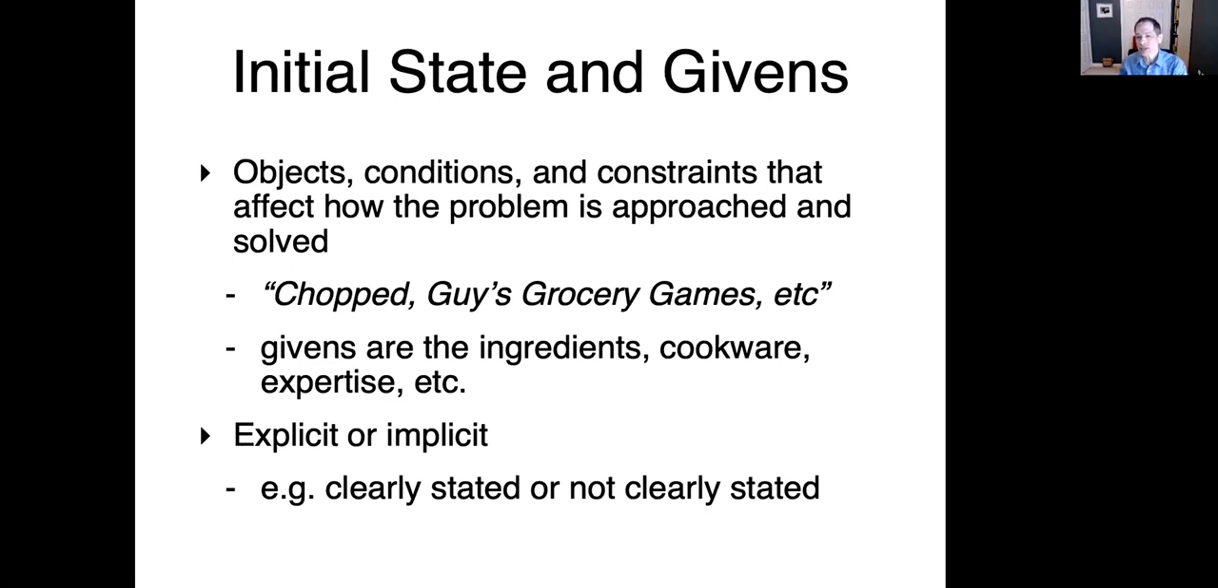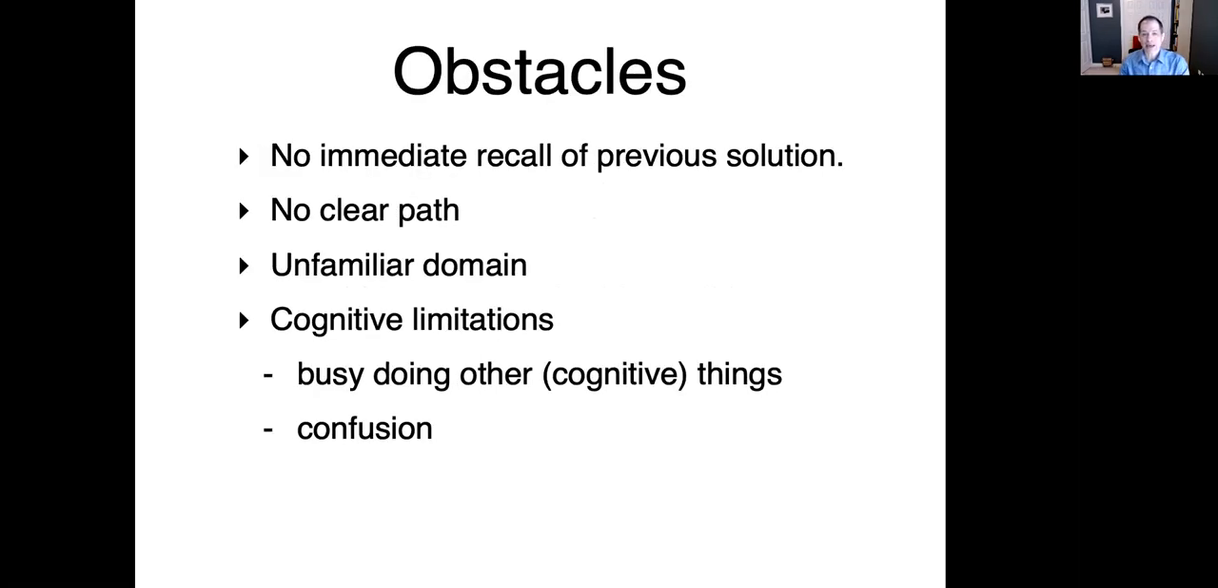Now, some of the goals or some of the givens are explicit in a condition like this. So the cookware that you have is clearly right in front of you. But other things, like maybe your level of experience with something, might not be explicitly given to you, but it's something that you need to realize as you begin solving the problem. So the initial state is affected by these givens. The obstacles can be any one of a number of different things. The most obvious one is that you just don't remember how to solve the problem.